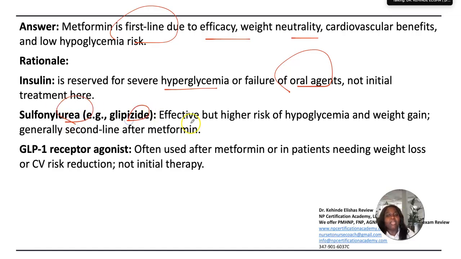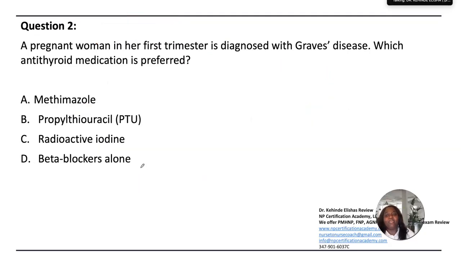Sulfonylurea like glipizide is effective but has higher risk of hypoglycemia and weight gain, generally second line after metformin. GLP-1 receptor agonists are often used after metformin or in patients needing weight loss or cardiovascular risk reduction, not the initial therapy. Let's take a look at question number 2.